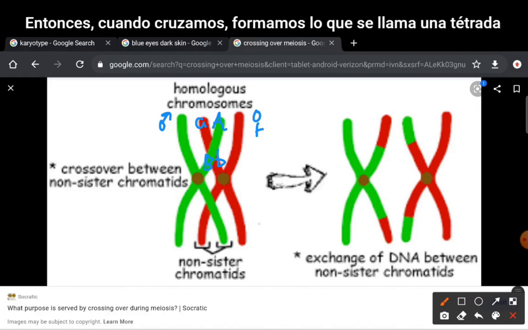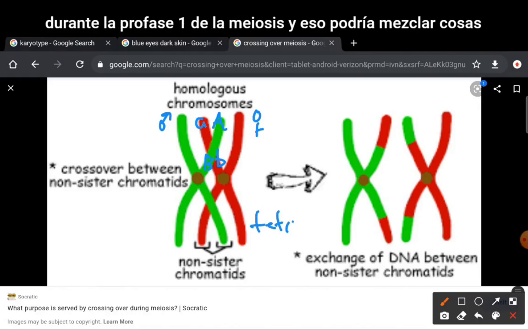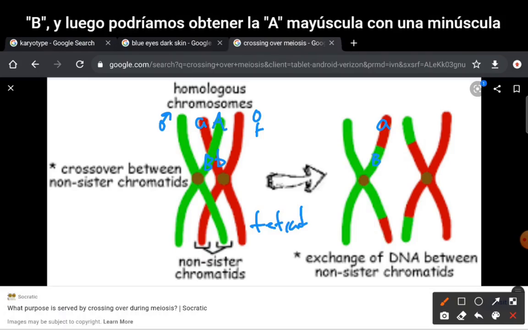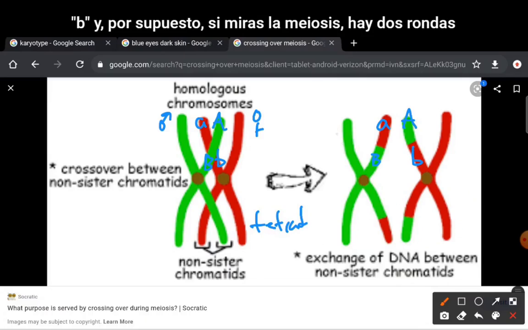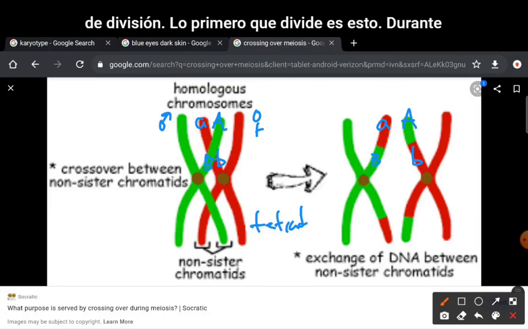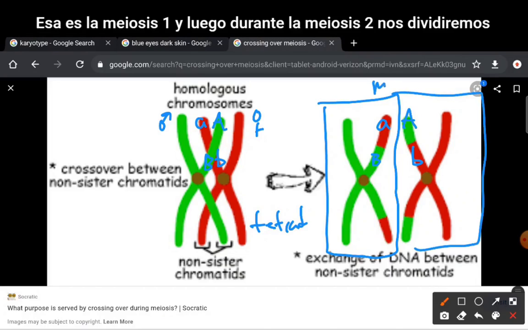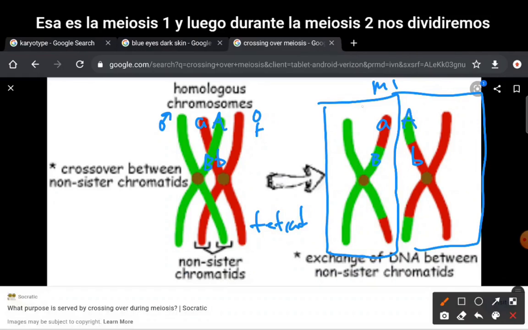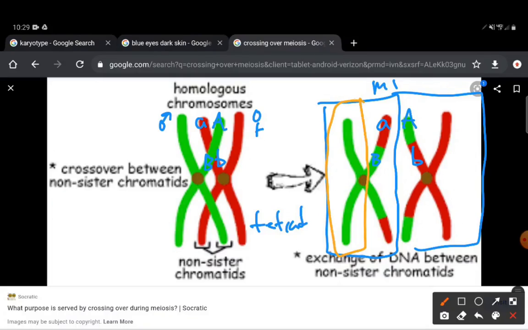So when we do crossing over, we form what's called a tetrad during prophase 1 of meiosis, and that could mix things up. So we could, for example, get the lowercase a with a capital B, and then we could get the uppercase A with a lowercase b. And so, of course, if you look at meiosis, there's 2 rounds of division. The first thing you divide up is this during meiosis. So that's meiosis 1. And then during meiosis 2, we will divide up these.